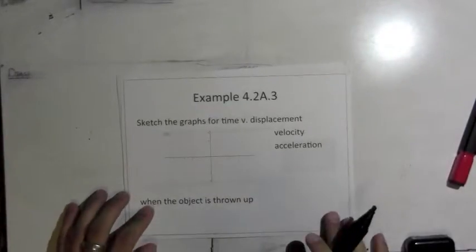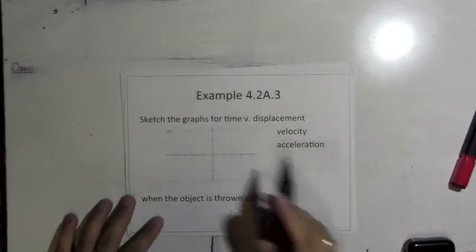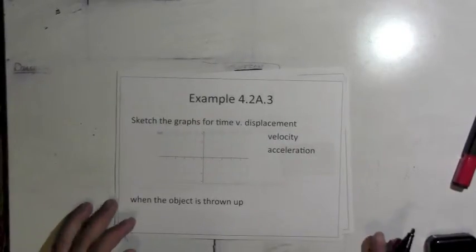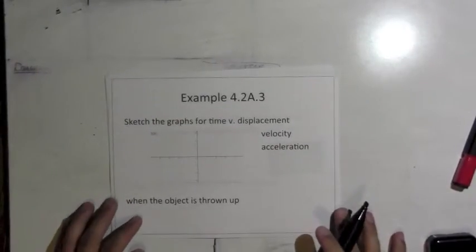This is example 4.2.2a.3. It says sketch the graphs for time versus displacement, velocity, and acceleration when an object is thrown up.